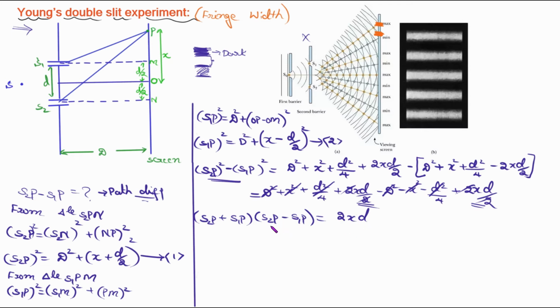What we need is only S2P minus S1P. So keep this on the left hand side and send this to the other side. S2P minus S1P is equal to 2XD divided by S2P plus S1P.